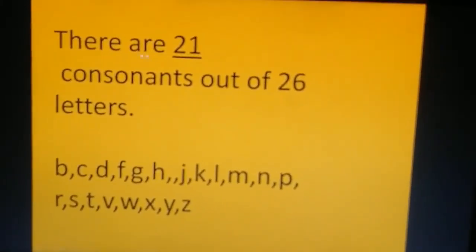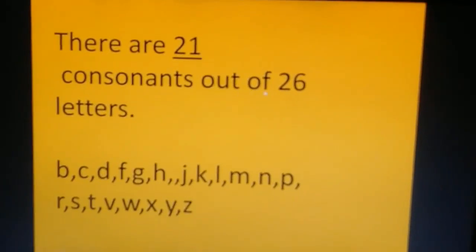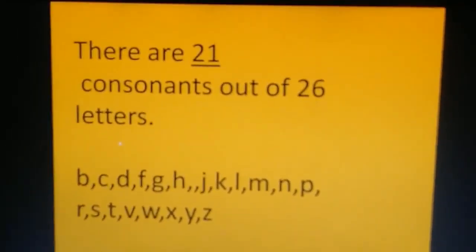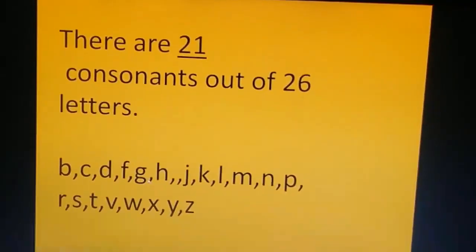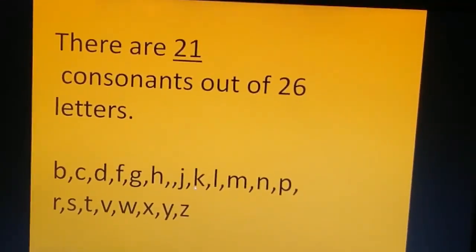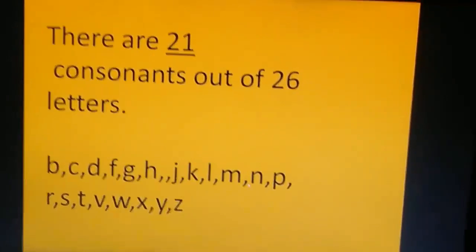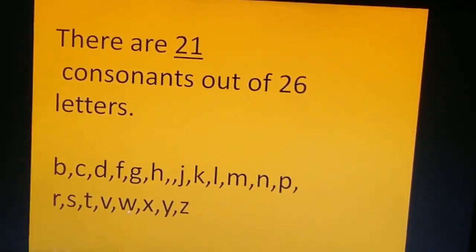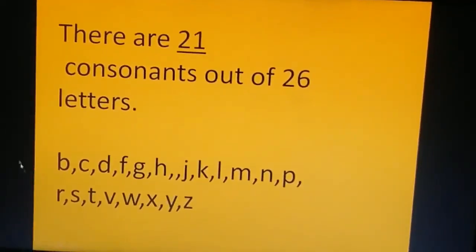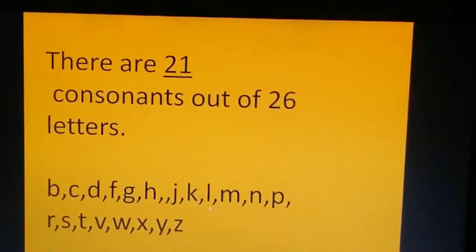And there are 21 consonants out of 26 letters: B, C, D, F, G, H, J, K, L, M, N, P, R, S, T, V, W, X, Y, Z. These are the consonants.